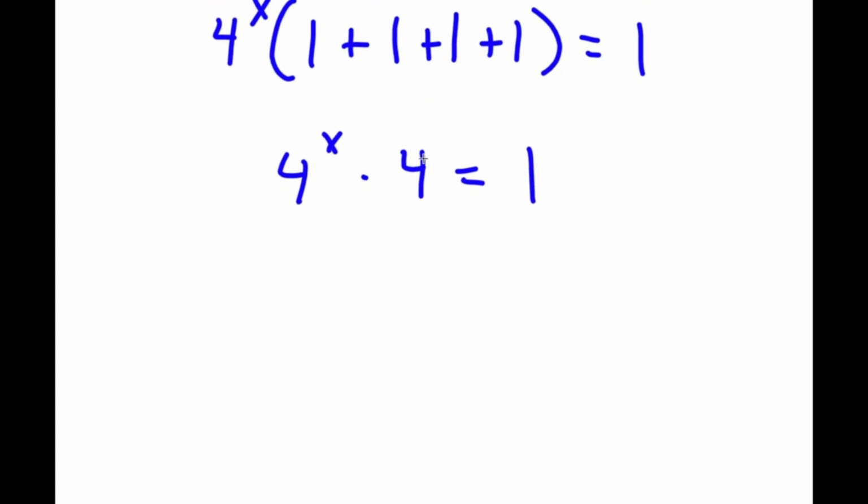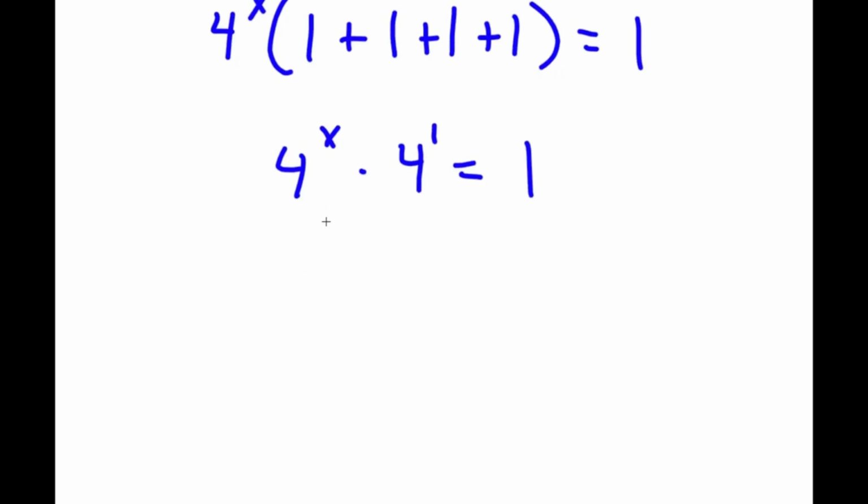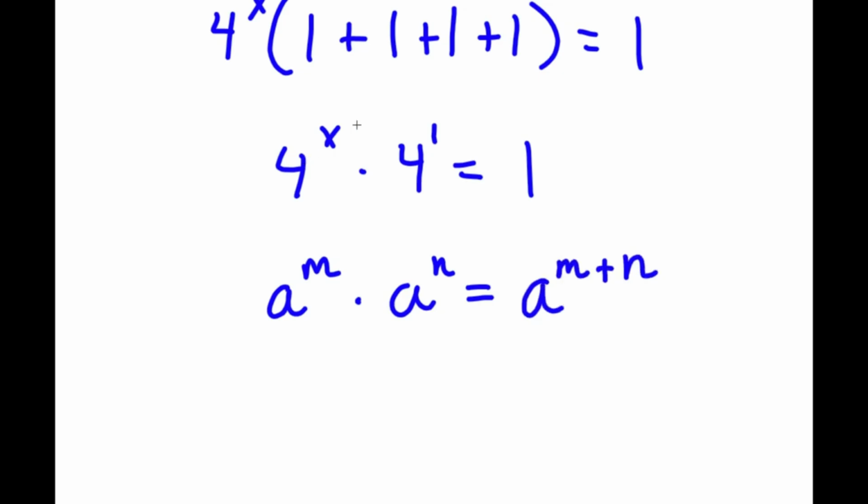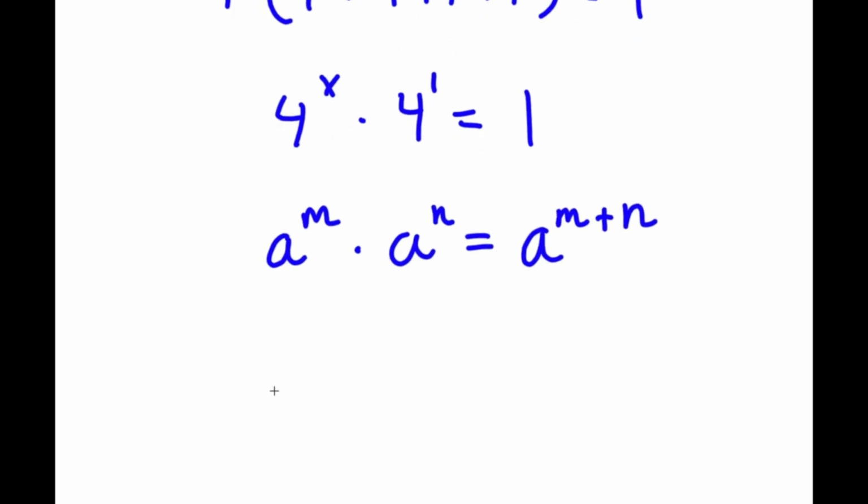Now 4 here, that's the same thing as 4 to the power of 1. And if I have something in the form a to the power of m times a to the power of n, this is equal to a to the power of m plus n. So 4 to the power of x times 4 to the power of 1 is going to equal 4 to the power of x plus 1. Simply just add these two exponents. And this is equal to 1.